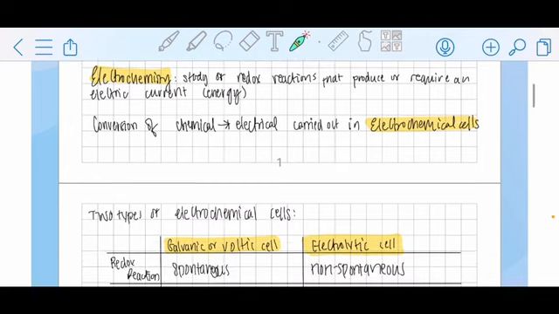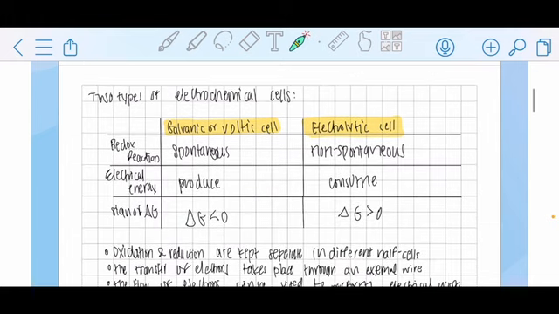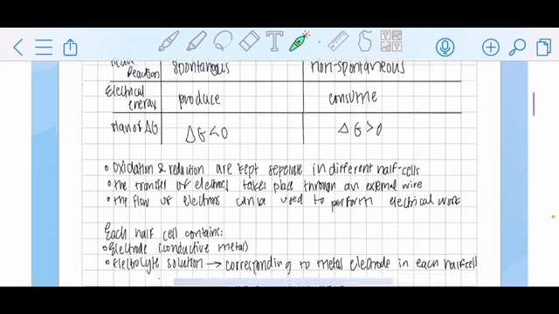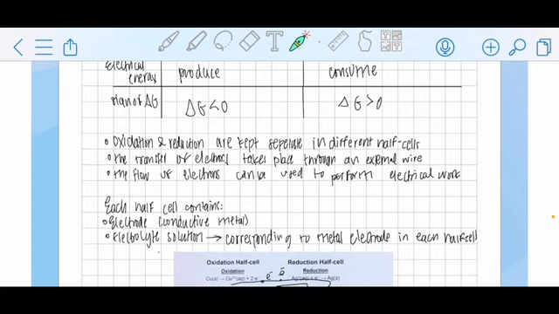Electrochemistry is the study of redox reactions that produce or require an electric current or energy. It is a conversion of chemical into electrical energy carried out in electrochemical cells. There are two types of electrochemical cells: galvanic or voltaic cells, and electrolytic cells. Galvanic cells are spontaneous and they produce electrical energy. Their change in free energy is less than 0, or negative, meaning they're spontaneous. Electrolytic cells are non-spontaneous, meaning the change in free energy is greater than 0, and they consume electrical energy.